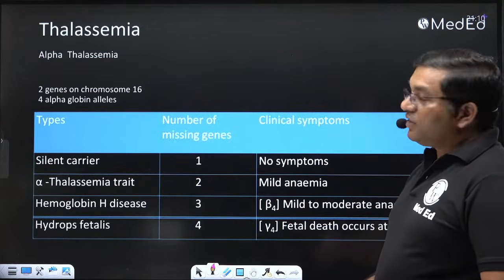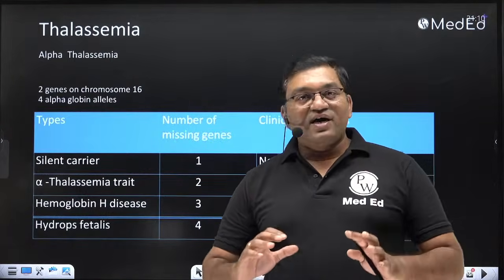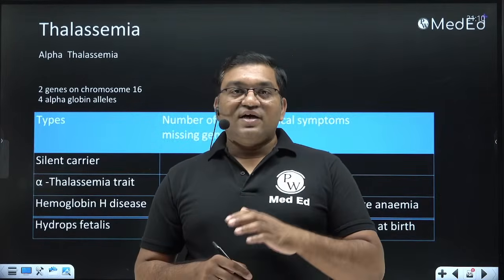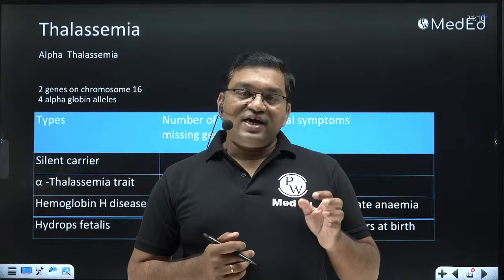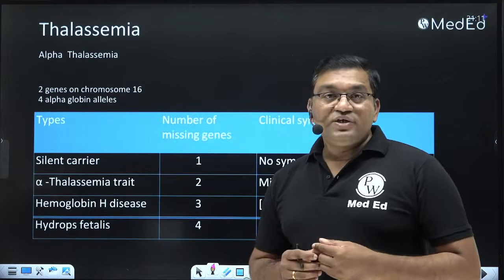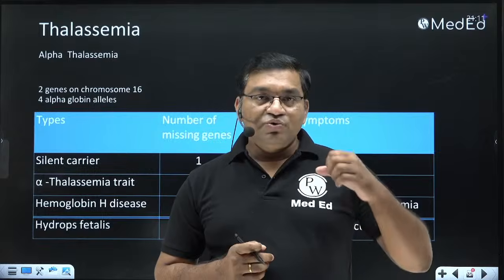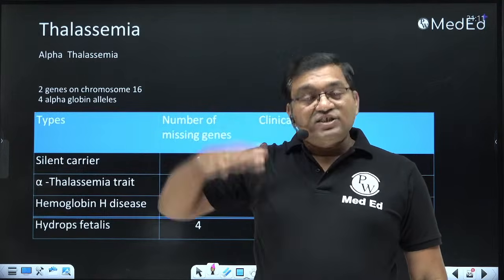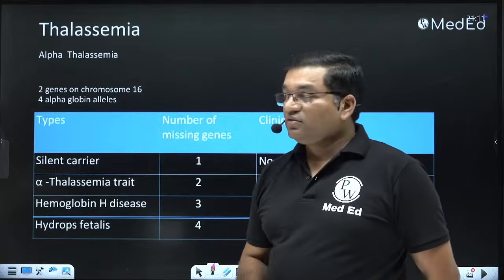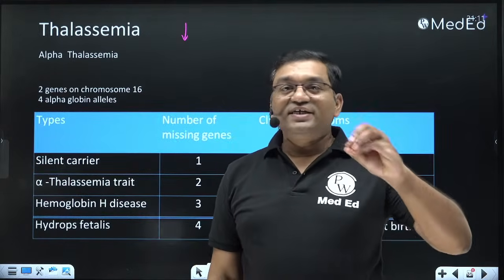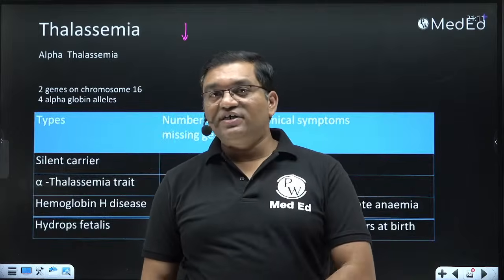Okay. Now sickle cell anemia is a hemoglobinopathy, and it is due to a mutation that produces a mutated protein. Here, thalassemia is because of decreased production of the globin chain. It is a quantitative defect. Thalassemia is the quantitative defect.